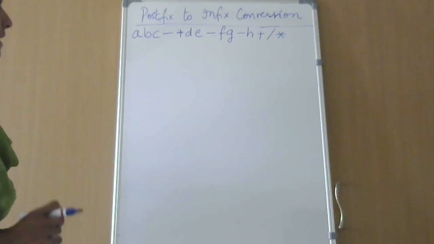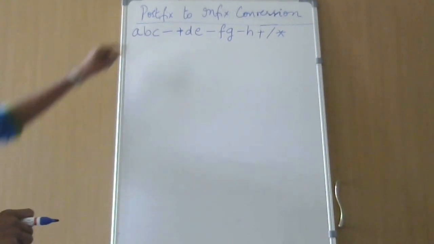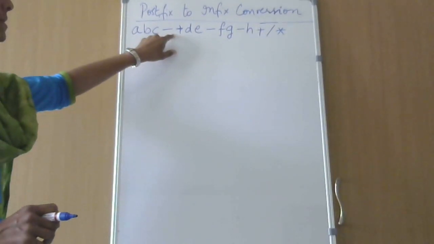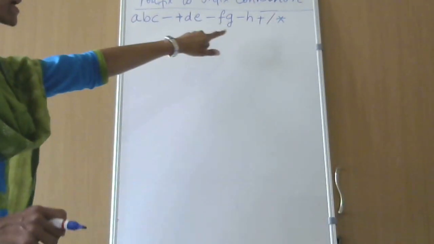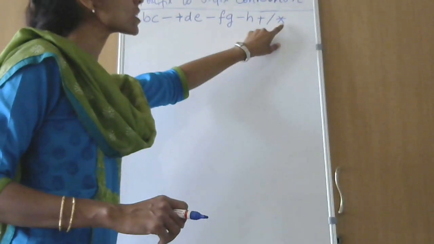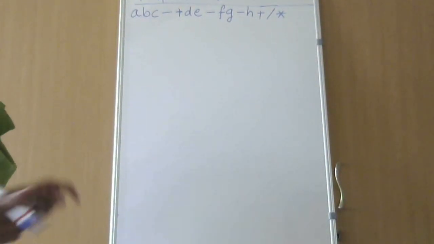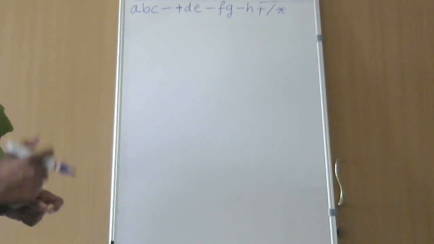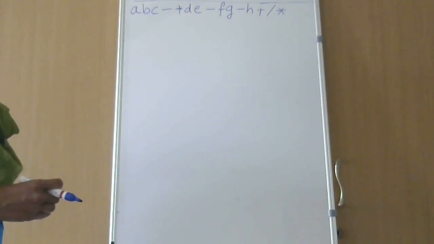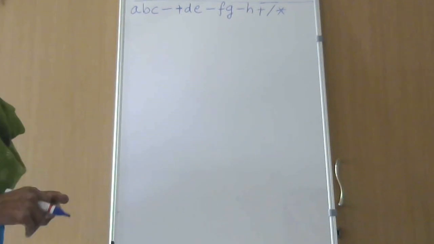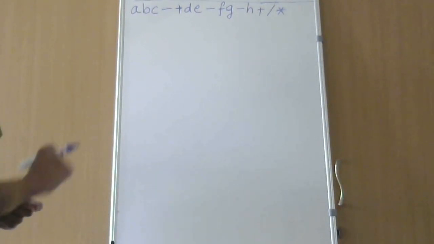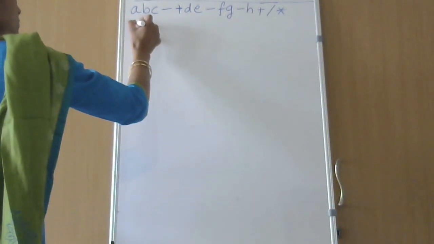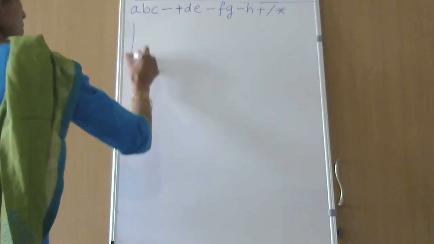The second example that we have taken is ABC minus plus DE minus FG minus H plus slash star. Students, you can write down the expression before we start so that it is easy for you also and you will follow along with me. Now let us see how we can convert this postfix to infix. Same steps we are going to follow. Right? So let me take the stack.